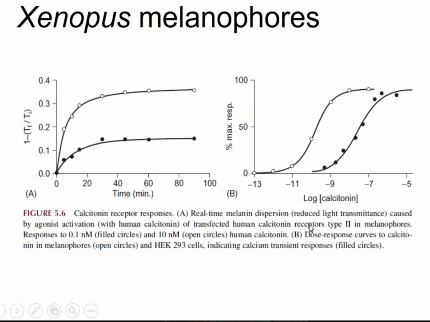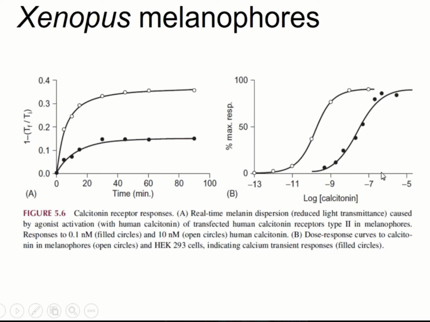These graphs are related. Again, we're looking at the ability of calcitonin to induce coloration in melanophores. And so on the left, we are looking at two different amounts of calcitonin. And so you can see that higher amounts of calcitonin cause a larger response in the melanophores than the lower one did. What's more important on this slide is the figure on the right.